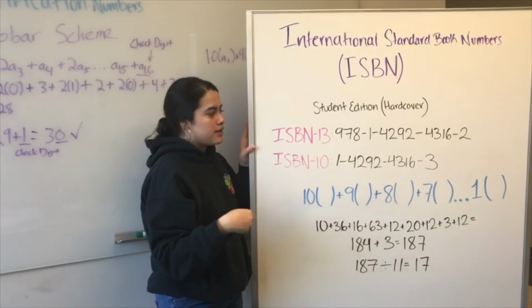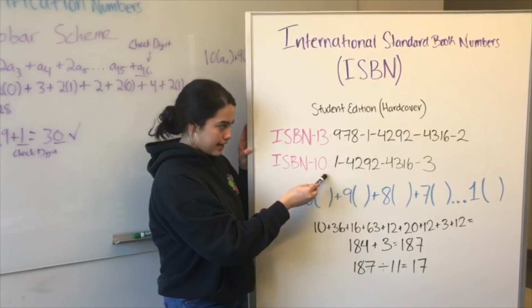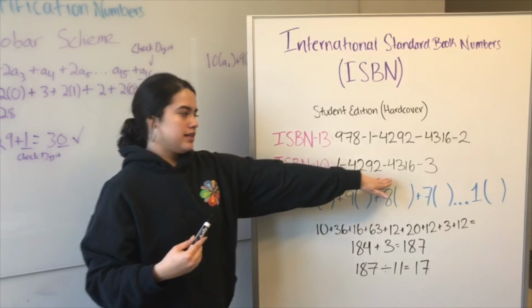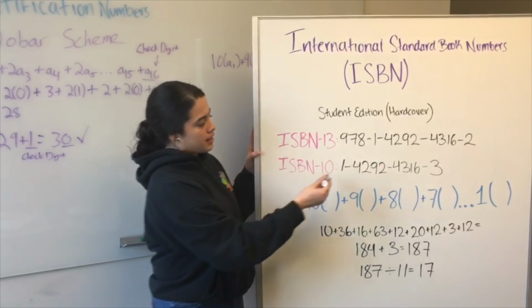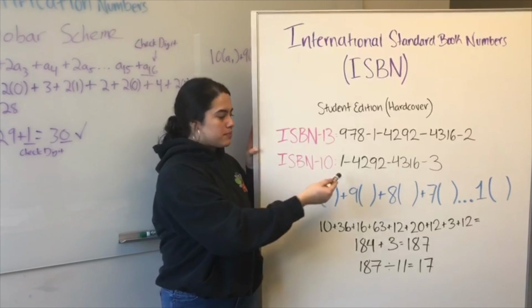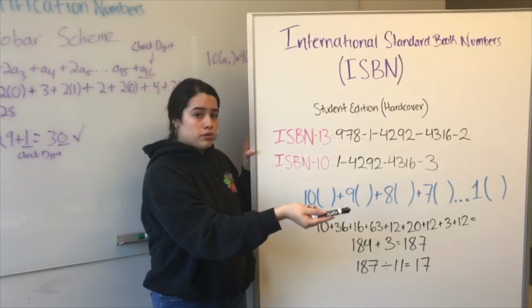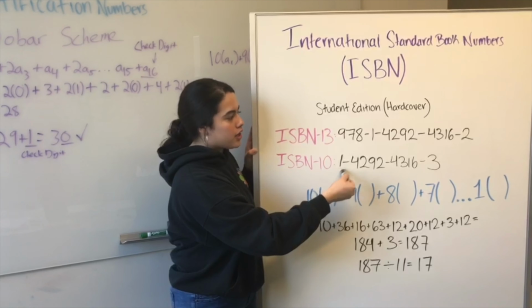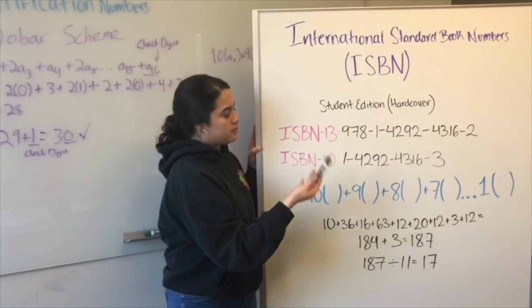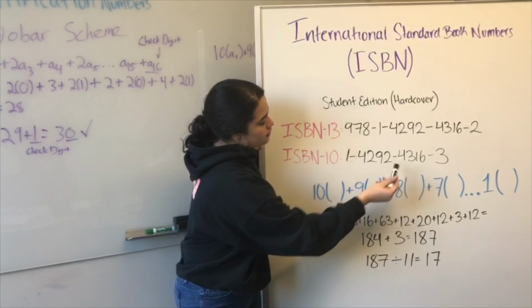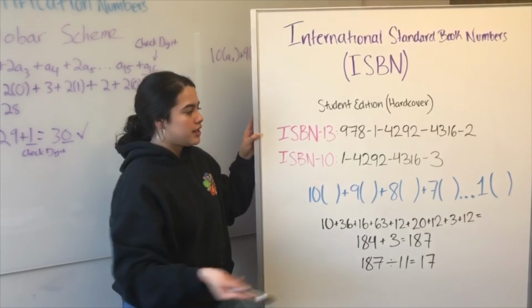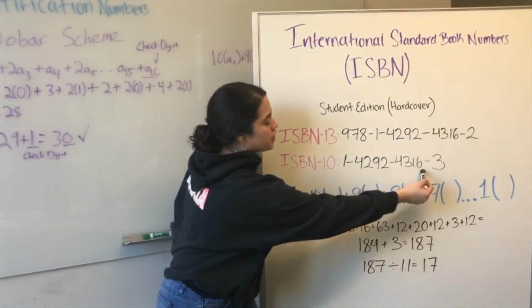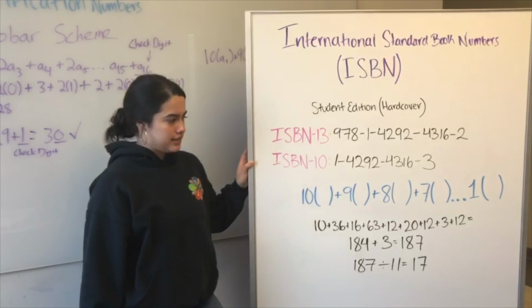So ISBNs, there are 2 different kinds of them. There's the ISBN 13 and then the ISBN 10. So this is how these ISBN numbers are broken down. The first chunk of numbers always represents the language of the country in which it was published. So for example, number 1 always represents English because we speak English here. Then the second chunk of numbers represents the manufacturer. The third chunk of numbers represents the actual book itself. And then the last number is always your check digit.